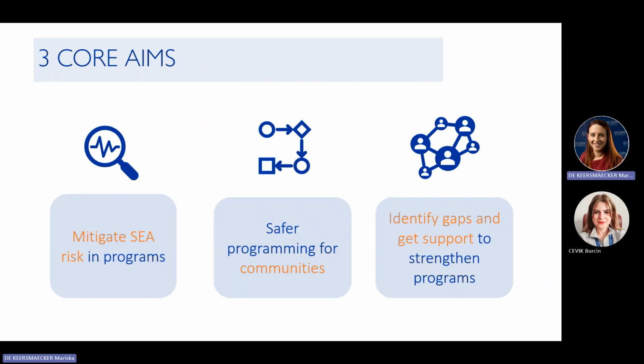The Transform Marker has three core aims. The core aims of using this marker are to implement safer programming for communities and to mitigate risks of sexual exploitation and abuse. In addition, it gives the opportunity to receive support related to safeguarding and PSEA and to strengthen programming.